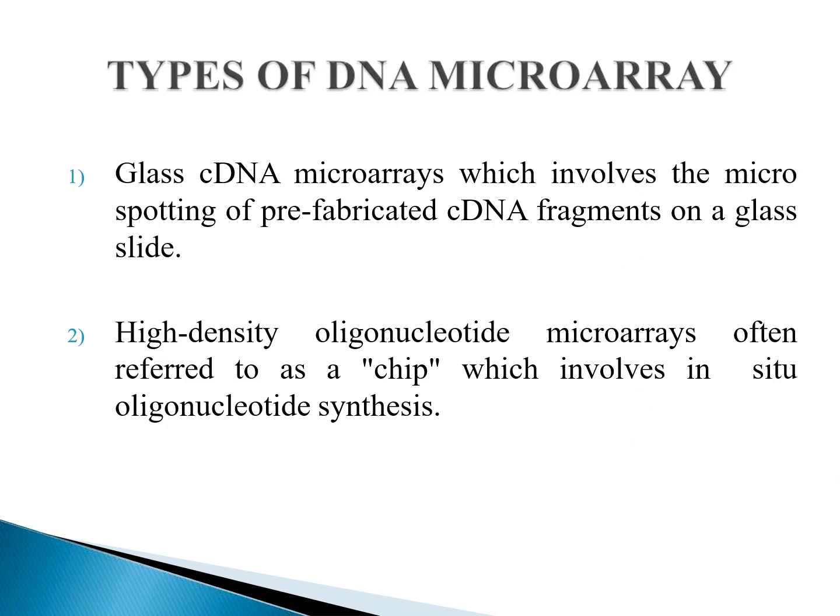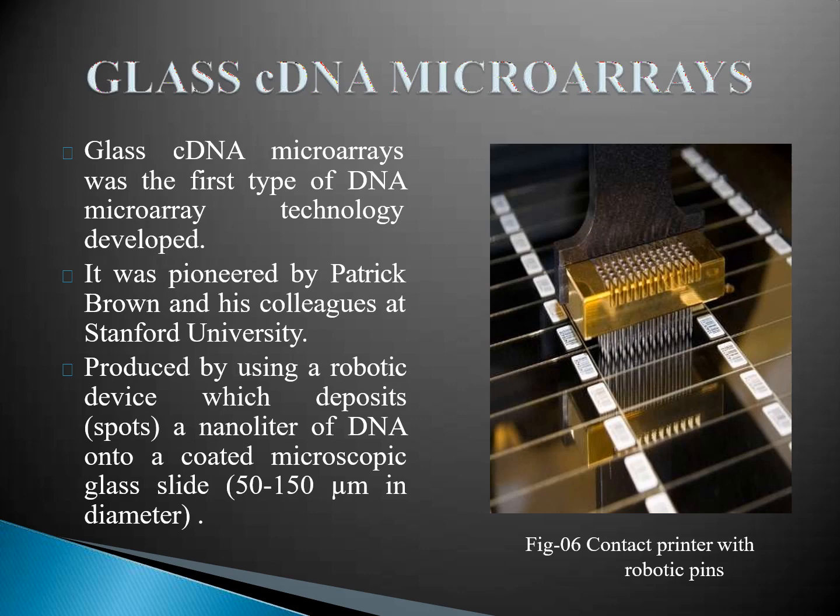Now there are two types of DNA microarray. One is glass cDNA microarray, which involves the microspotting of prefabricated cDNA fragments on the glass slide. And the second one is high density oligonucleotide microarray, often referred to as CHIP, which involves in situ oligonucleotide synthesis. The first type is glass cDNA microarray.